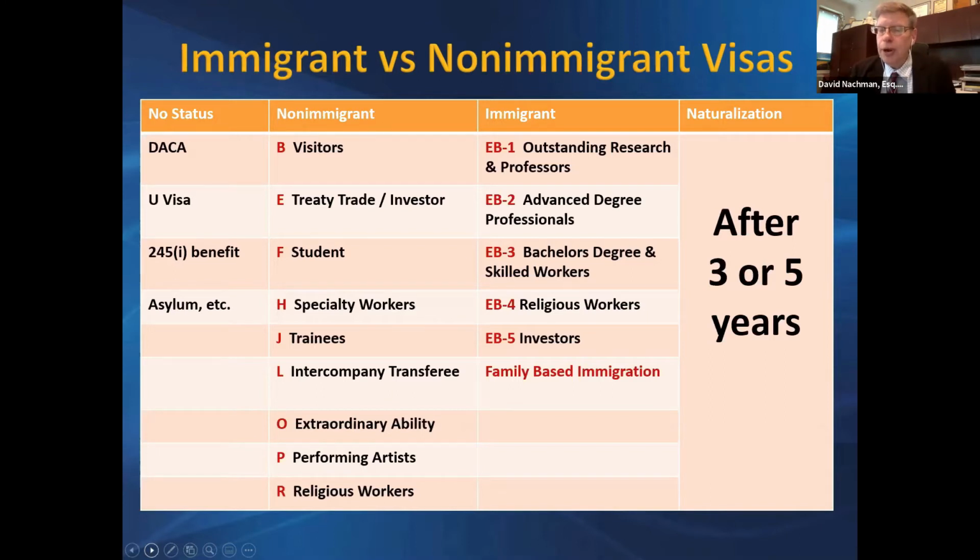245(i) is a special program. It was a limited amnesty that was run back in the Clinton administration for individuals who made qualified filings prior to April 30th of 2001.